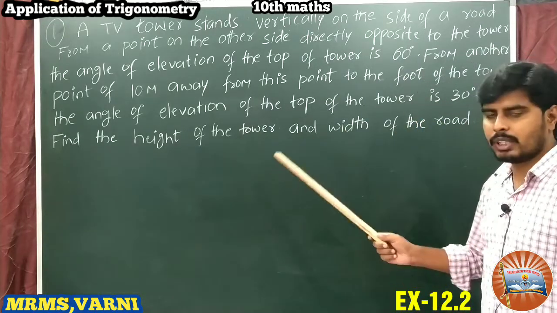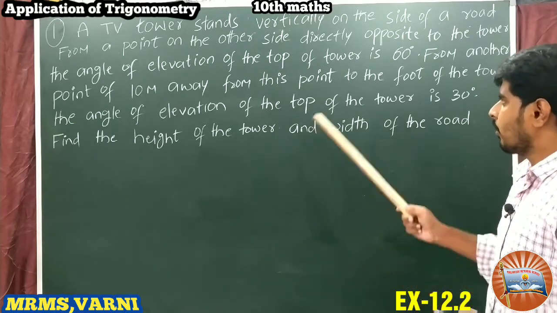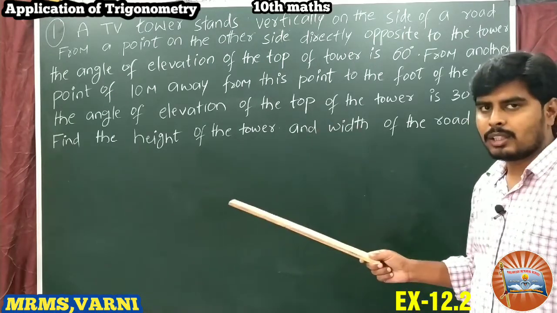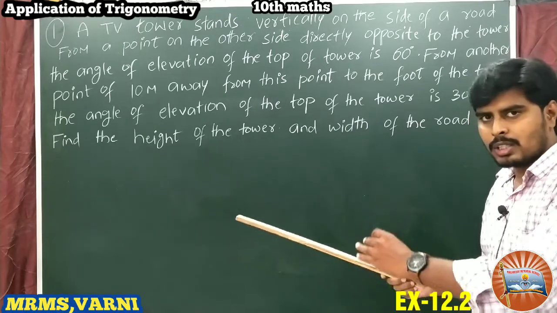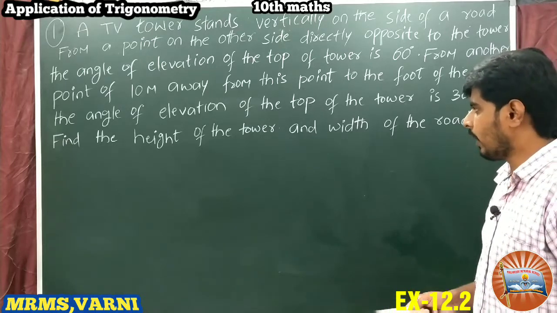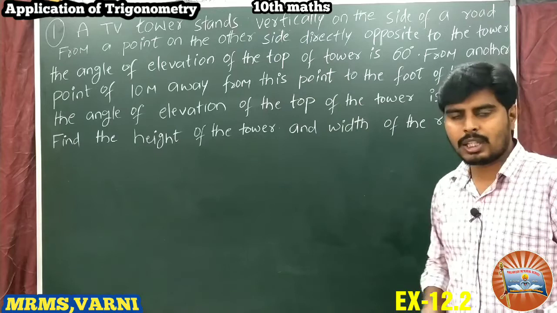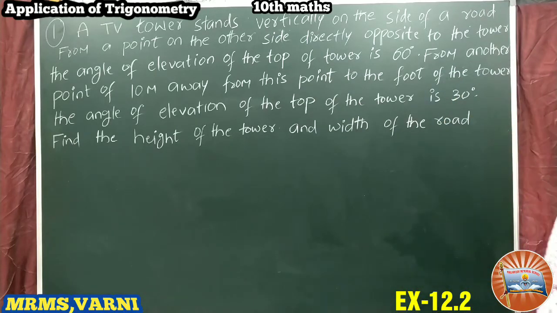So given, one TV tower stands on the side of a road. From a point on the other side, the angle of elevation is 60 degrees. At the same time, from 10 meters away from the second point, the angle of elevation is given as 30 degrees. So we have to find the height of the tower and width of the road here. Okay, right? Let us solve the problem.